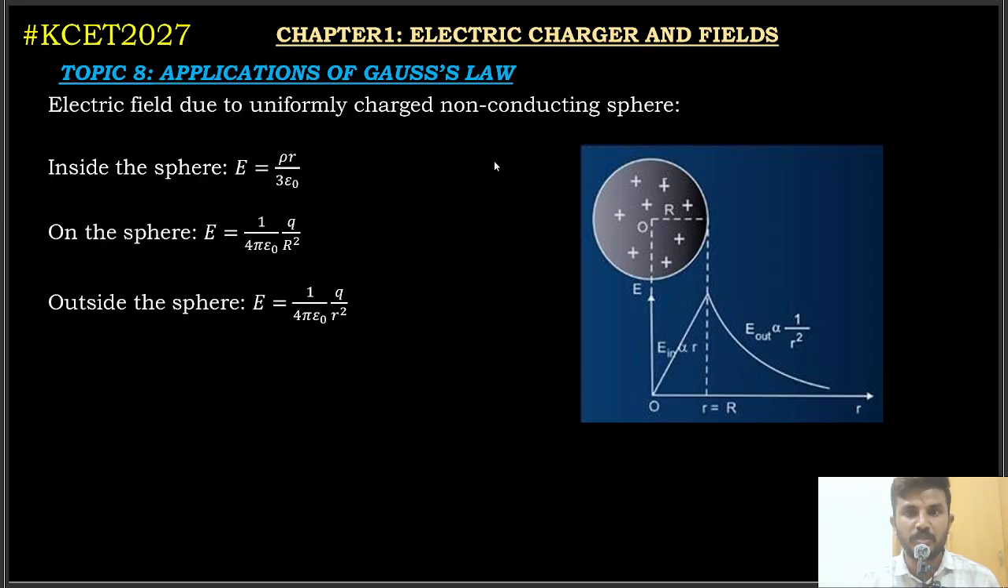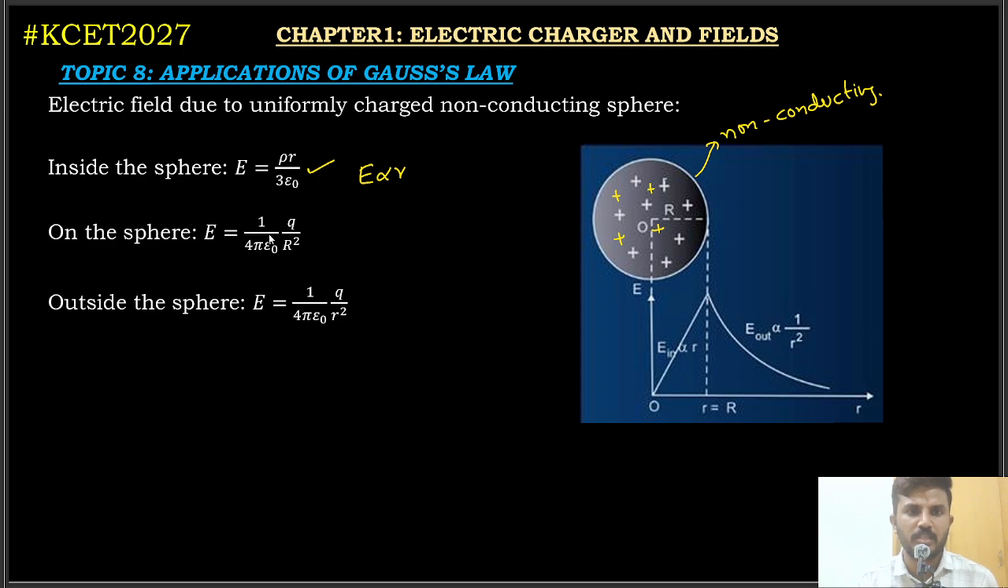Next, we have a solid sphere. Let's consider the charge is uniformly distributed inside the solid sphere, which is non-conducting, so charges don't move. There is no derivation for this at PU board level, but you can just learn the synopsis. Here I'm just giving the direct formula: inside the non-conducting sphere, the electric field is directly proportional to R. E is directly proportional to R. That's why E is equal to rho R by 3 epsilon naught.